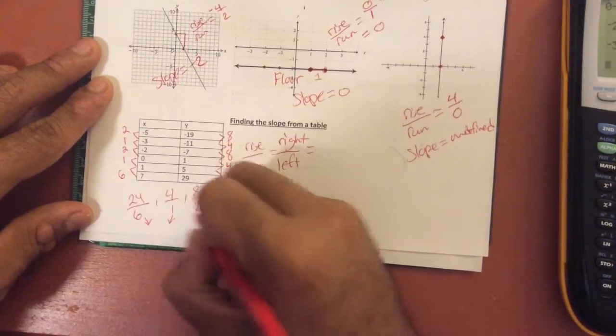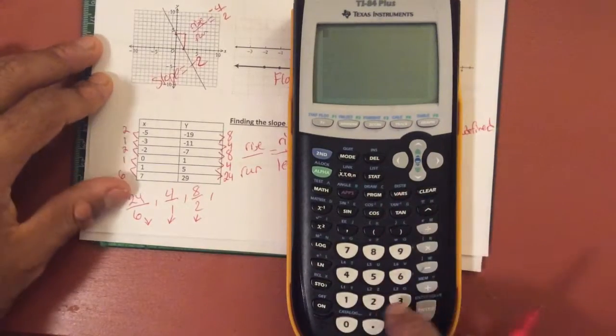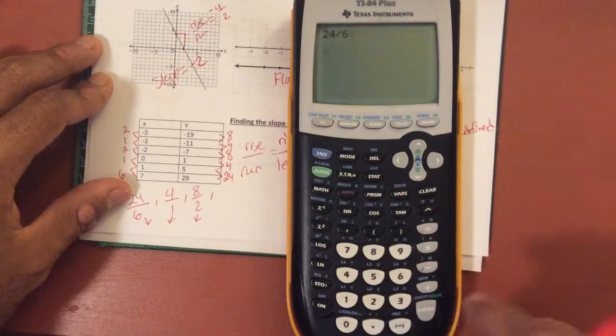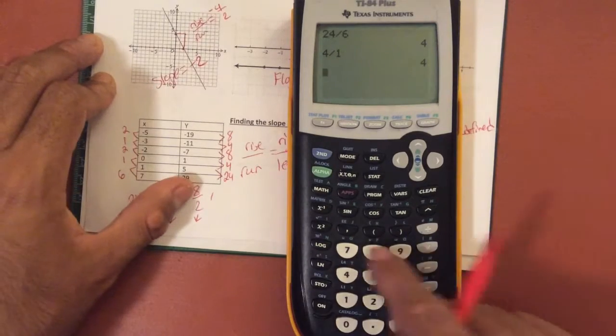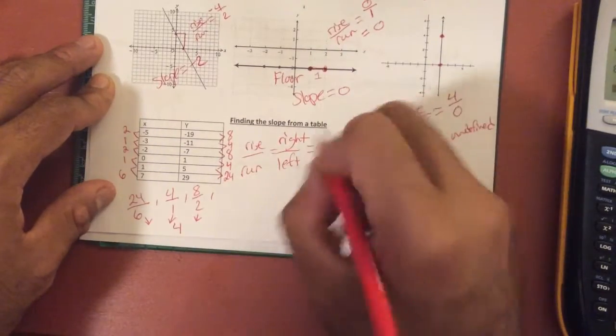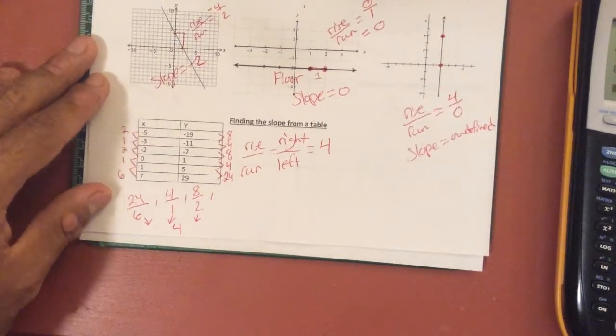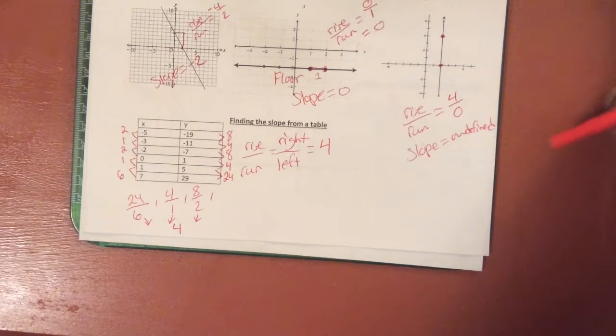Now let's simplify. Now, of course, you can use your calculator. Okay, so 24 divided by 6 gives me 4. 4 divided by 1 gives me 4. 8 divided by 2 gives me 4. So the slope for this is 4. Okay, so that table has a slope of 4.